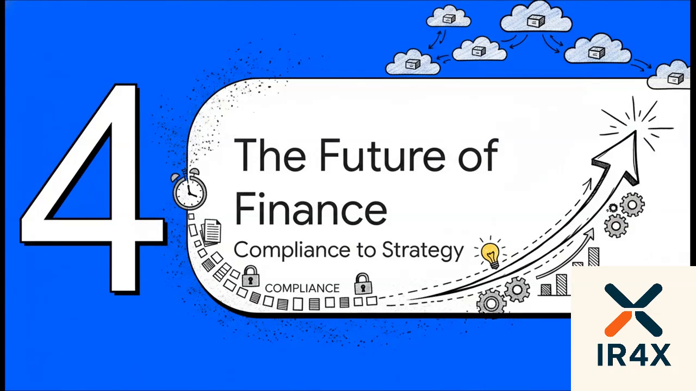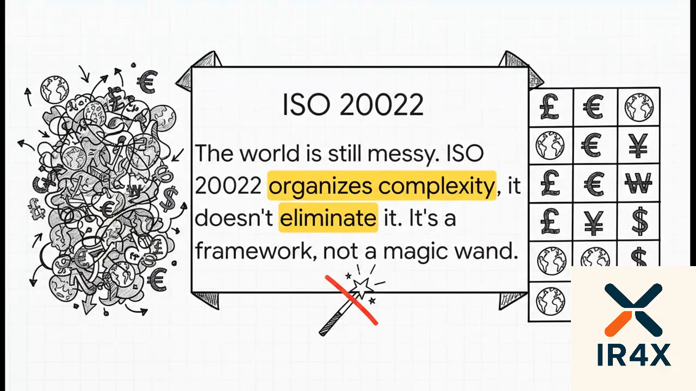So let's zoom out for a second and look at the big picture. Because embracing ISO 20022 isn't just about hitting some deadline from Swift. No, it's about shifting the entire finance function from being this reactive, compliance-focused group to being a proactive, strategic powerhouse. Now, we have to be real for a second. The world is still messy. You've got different countries, different banks, all adopting this new standard at different speeds, with their own little local quirks.